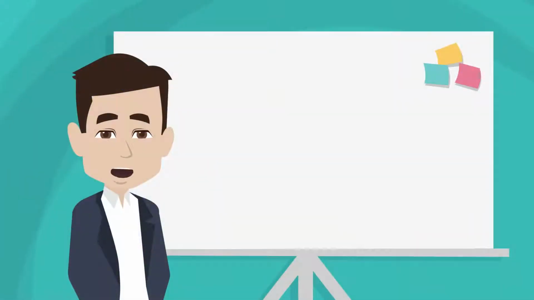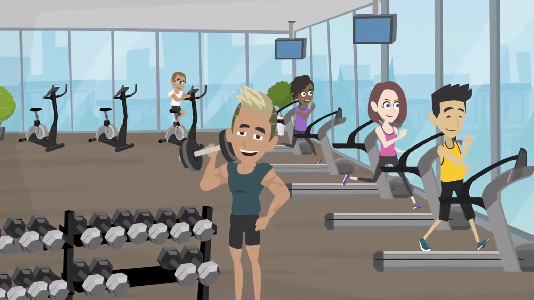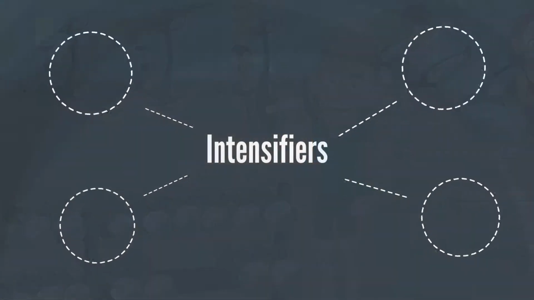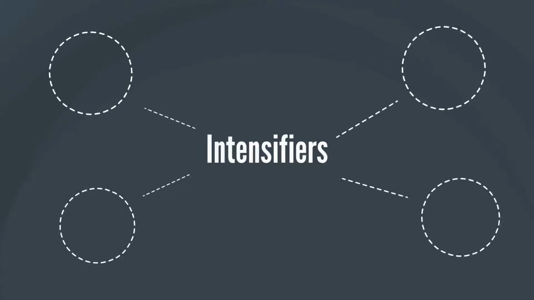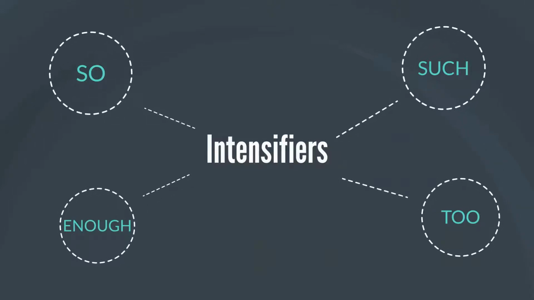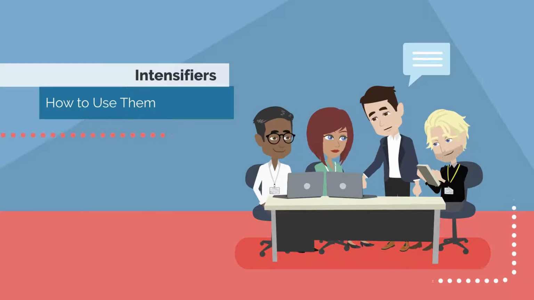Today, we are going to be learning about intensifiers. In English, you can use several words to intensify the meaning of a phrase. In other words, they help you make the meaning of your sentence stronger. Some of the most common intensifiers are so, such, too, and enough. In today's lesson, I'm going to help you better understand these words and show you how you can use them.